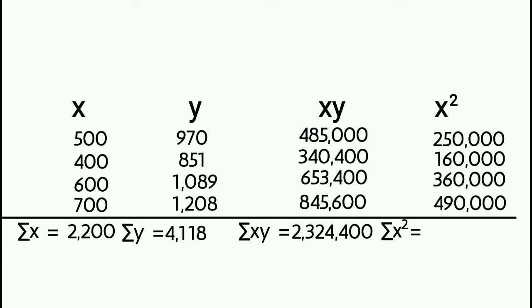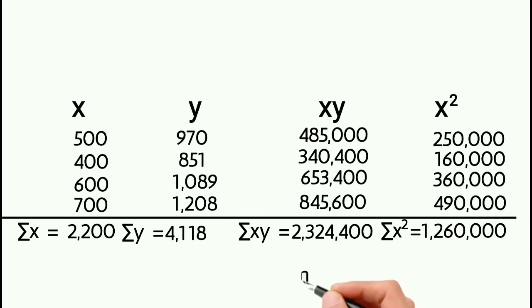Next, X raised to the power of 2. Kukunin natin yung summation of X raised to the power of 2. 250,000 plus 160,000 plus 360,000 plus 490,000. Ilan yan? 1,260,000.